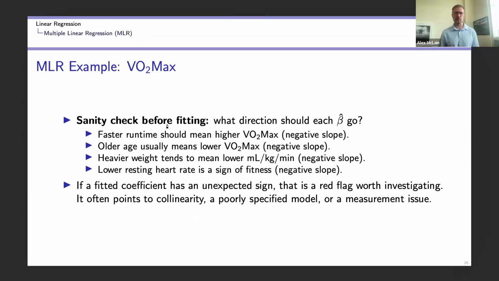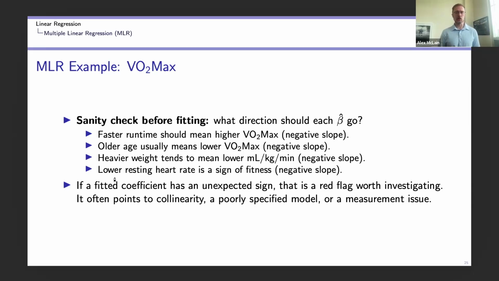So before I fit the model, we always want to think of what should happen here. What direction should each of these beta coefficients go? First off, faster runtime should mean higher VO2 max. The faster you can run, so the lower the runtime is, the bigger your engine is going to be. So there should be a negative slope between runtime and VO2 max. Older age, sadly, usually means a lower VO2 max. Negative slope: you get older, that engine is not quite as powerful. Heavier weight tends to also mean lower VO2 max.